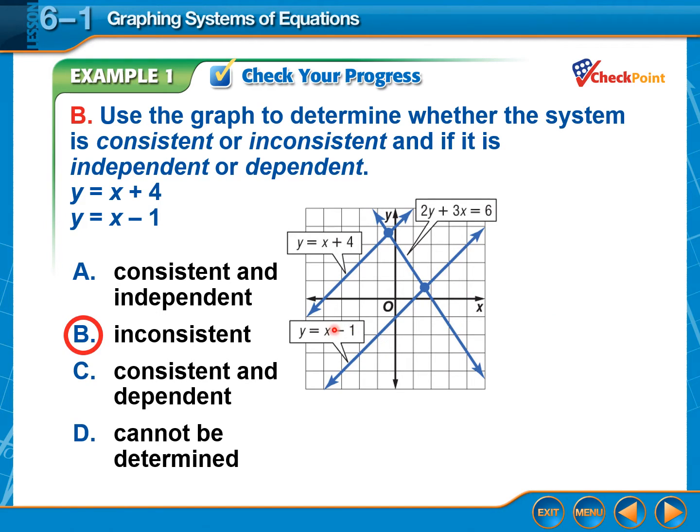And the correct answer is that this is an inconsistent system. That's because y equals x plus 4 and y equals x minus 1 are parallel lines. And how do we know that they're parallel? Because they both have the same slope, 1 times x, and different y-intercepts, plus 4 and minus 1. So they start at different points and have the same slope, so those are two parallel lines, which means they will never intersect, which gives me an inconsistent system.